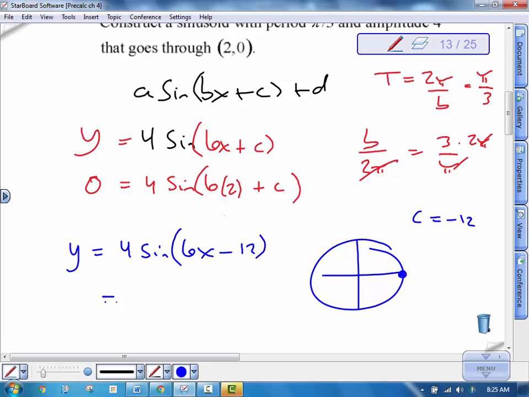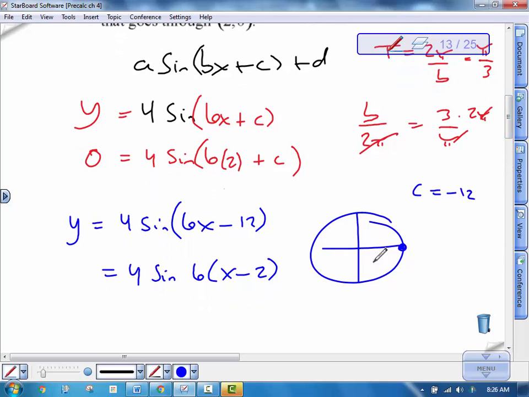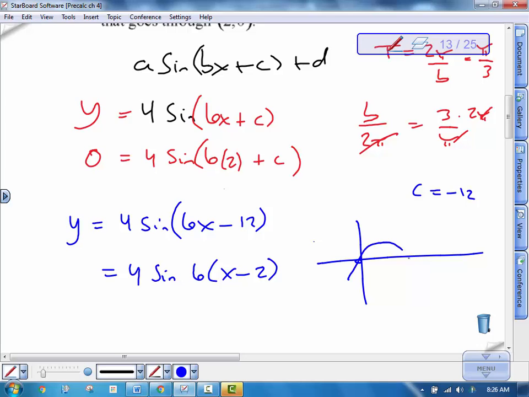Another way to look at this is you can factor out a 6 from here, and you end up with x minus 2. Which makes sense because if it goes through 2, 0, the regular sine function looks like this, where it starts off at 0, and the new sine function has been shifted over so it goes through 2, 0, so it's been shifted over 2 units to the right, which is exactly what this transformation says.